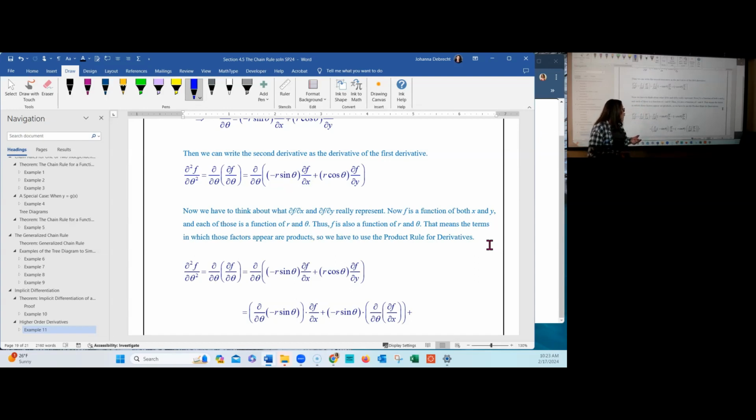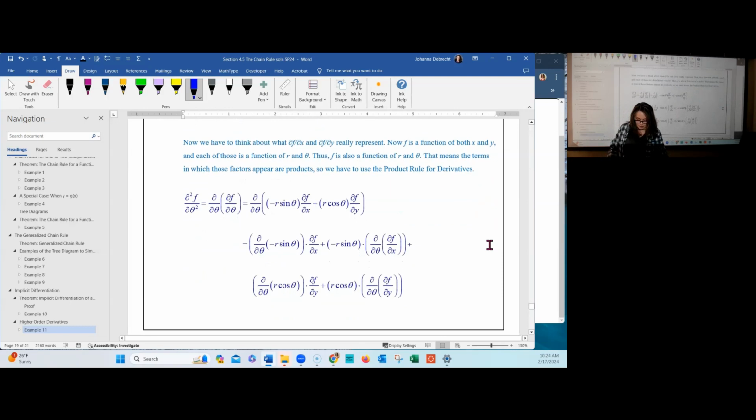So we apply the product rule by taking the partial derivative with respect to theta of the first factor, negative r sine theta, multiplied by the partial of the function with respect to x, plus, now we leave the first factor, negative r sine theta, alone, and multiply by the second derivative of the function, first with respect to x, then with respect to theta. That takes the derivative of the first term. The next line will give us the derivative of the second term.